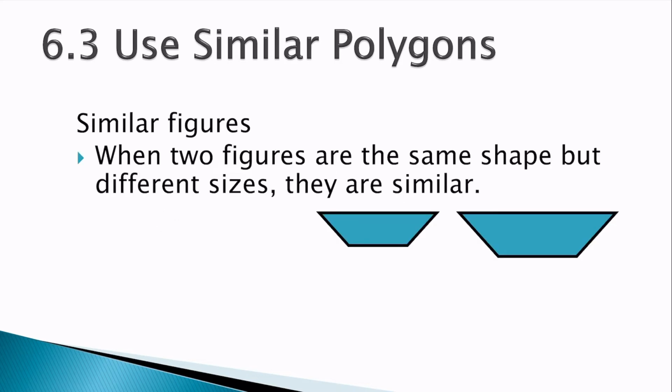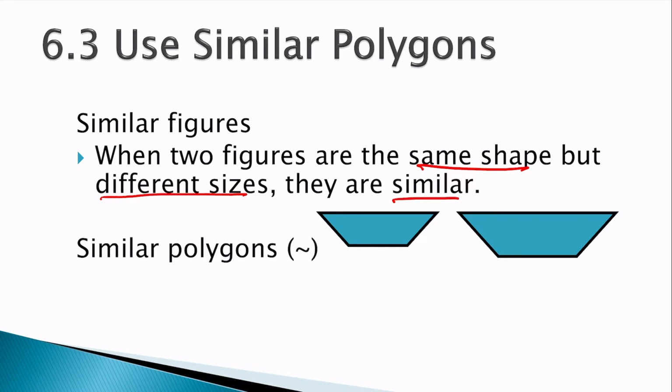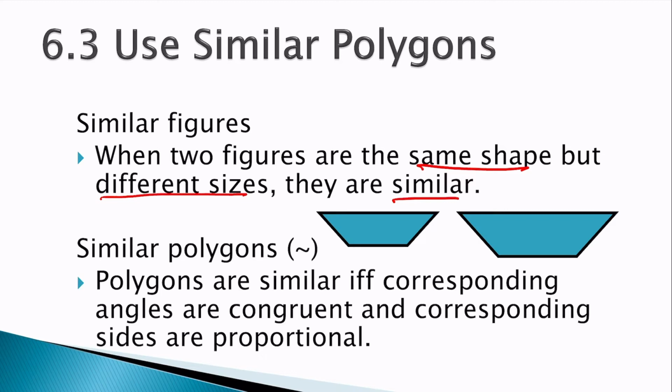So similar figures are when two figures are the same shape but different sizes. Same shape, different sizes means similar. The symbol for similar is just the little squiggle. It's a tilde. It's like congruent but without the equal.